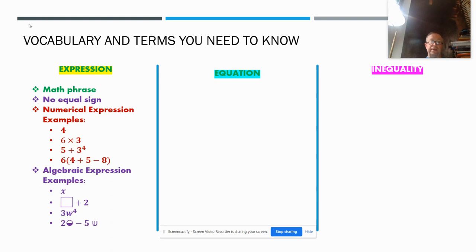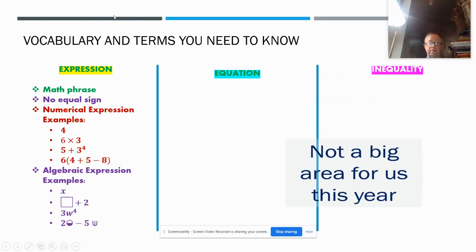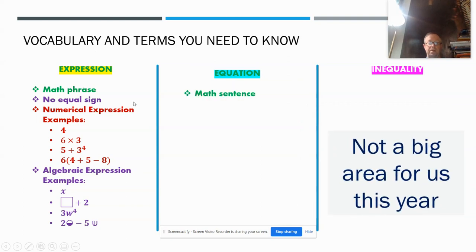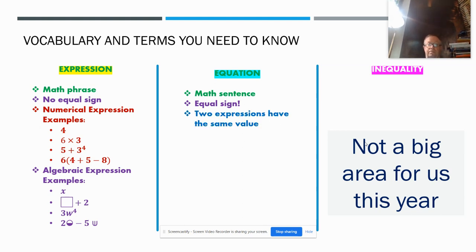How's that different from an equation? Okay, an equation is going to be, oops, what happened? All right, sorry, this goes a little fast. So the inequality is not a big thing we're going to worry about, all right? Just so you know, so just don't get too anxious about that. So equations are going to be math sentences. It's going to be a complete idea. There is going to be an equal sign. If there's an equal sign, there's an equation. Another way of looking at an equation is that two expressions have the same value.